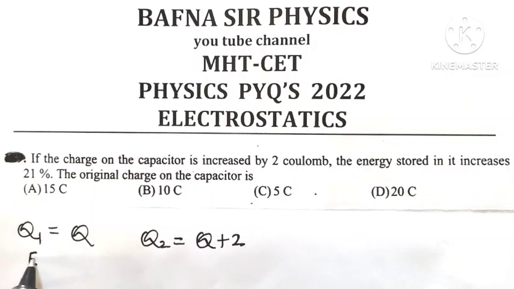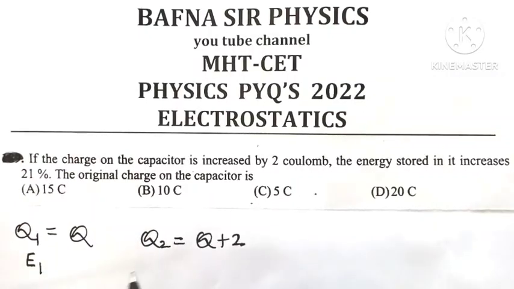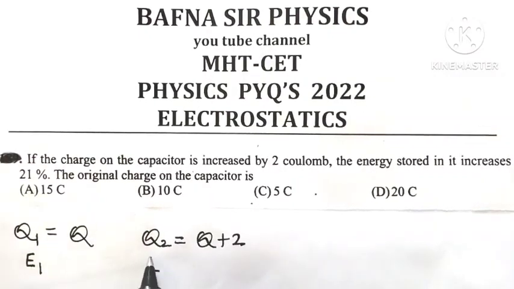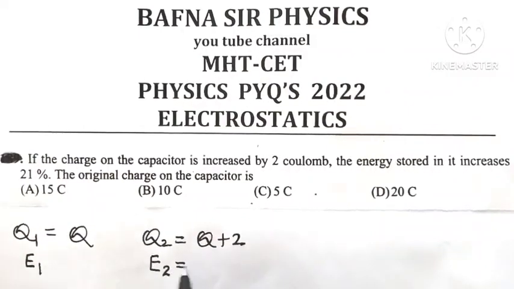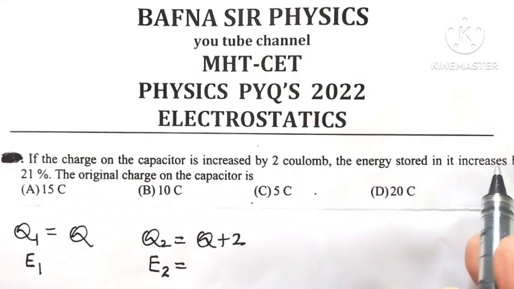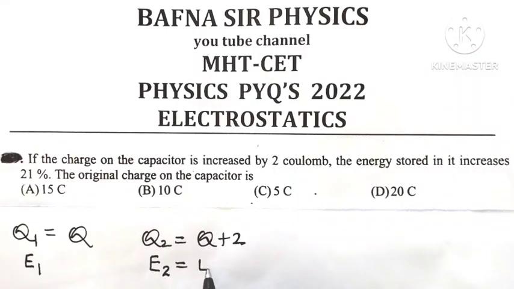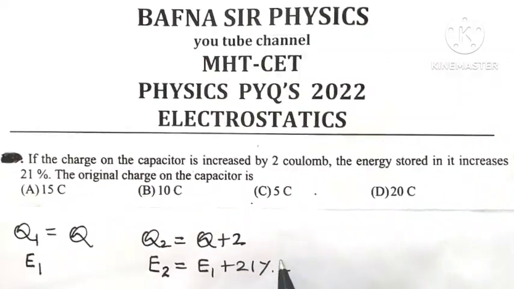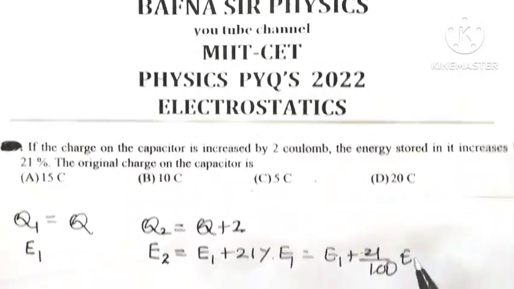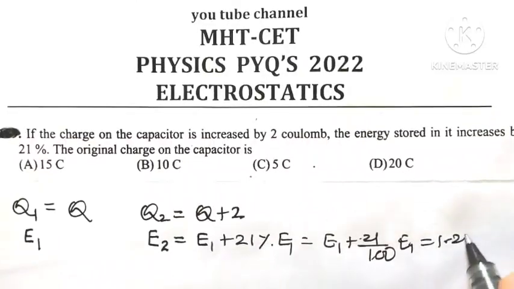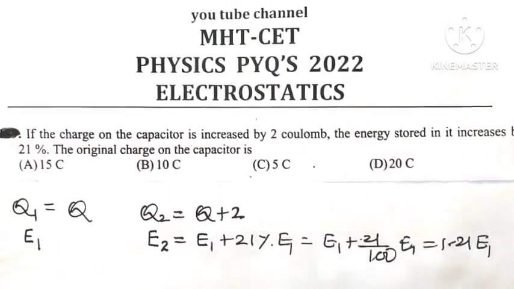If E1 is the energy stored in the condenser initially, then after adding 2 coulomb of charge, its energy increases by what? 21%, means original energy E1 plus 21% of E1, that is E1 plus 21 by 100 into E1, or it is equal to 1.21 times E1.